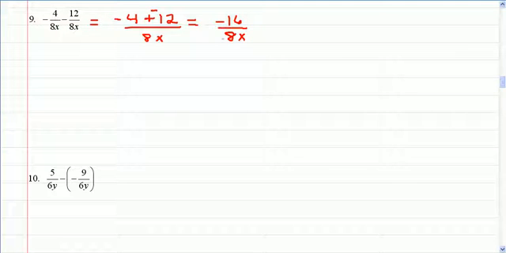And since I can take 8 and just divide it into negative 16 evenly, I don't need to write the prime factorization, although it wouldn't be wrong if I did. I have negative 2 over x.